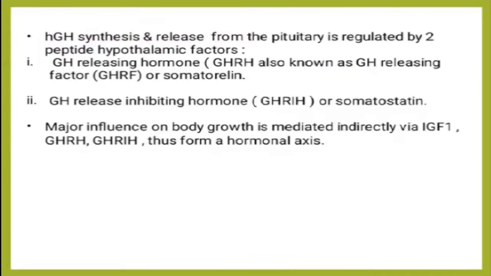Human growth hormone synthesis and release from the pituitary is regulated by two peptide hypothalamic factors. The first one is growth hormone releasing hormone, that is GHRH, also known as GH releasing factor, GHRF, or somatorelin. The second one is growth hormone release inhibiting hormone, GHRIH, or somatostatin. The major influence on body growth is mediated indirectly by IGF-1. GHRH and GHRIH thus form a hormonal axis.